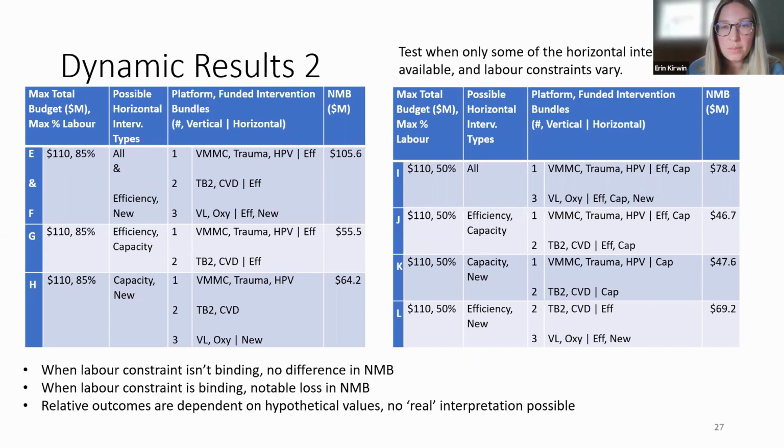You can see the only case where the types of horizontal options evaluated doesn't make a difference is when the capacity intervention isn't allowed. And that's because when the labor constraint isn't binding, you don't need to implement interventions to relax it. So that's why this combination is the same as all, and there's no reduction in net monetary benefit. And then when either the new platform or efficiency intervention, like G and H, isn't allowed, you get a worse net monetary benefit. On the second panel, we have a 50% maximum on capacity, so the labor constraint is binding. And here you can see outcomes are substantially worse compared to the left panel and the example where all options are available.